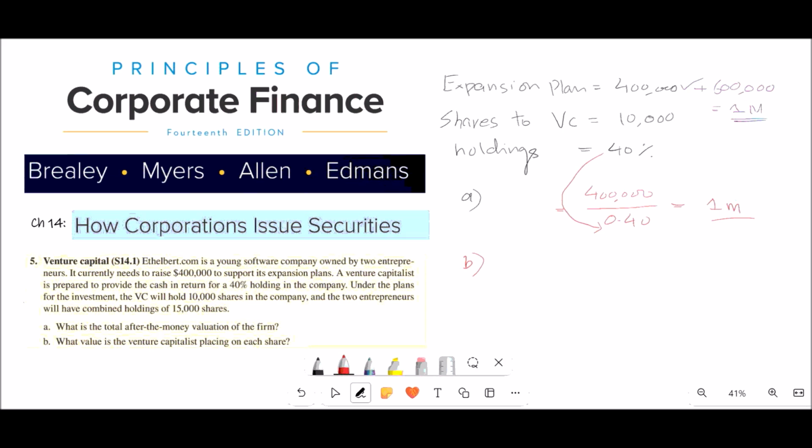Part B, what value is the venture capitalist placing on each share? So share price is total value, which is 400,000, divided by the number of shares we are giving to the capitalist. So by dividing it, you will get $40. So the venture capitalist is placing $40 on each share.